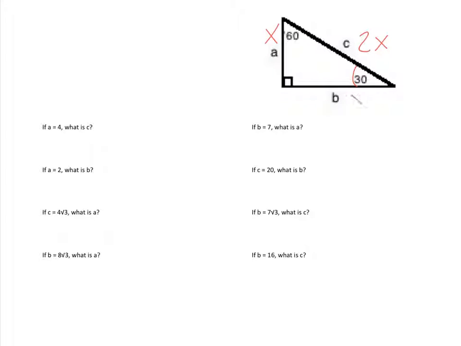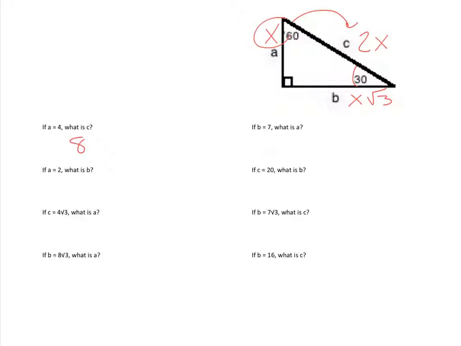And B is going to be A, which we're calling X, times the square root of 3. And that is the relationship between these three. So in this case, if A is 4, what is C? So we say they go from A to C, we're just doubling it. So if A is 4, C is 8.